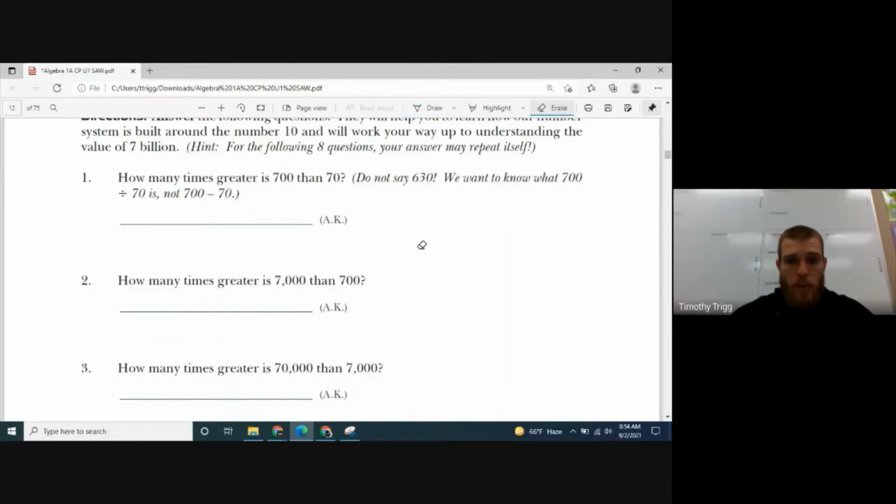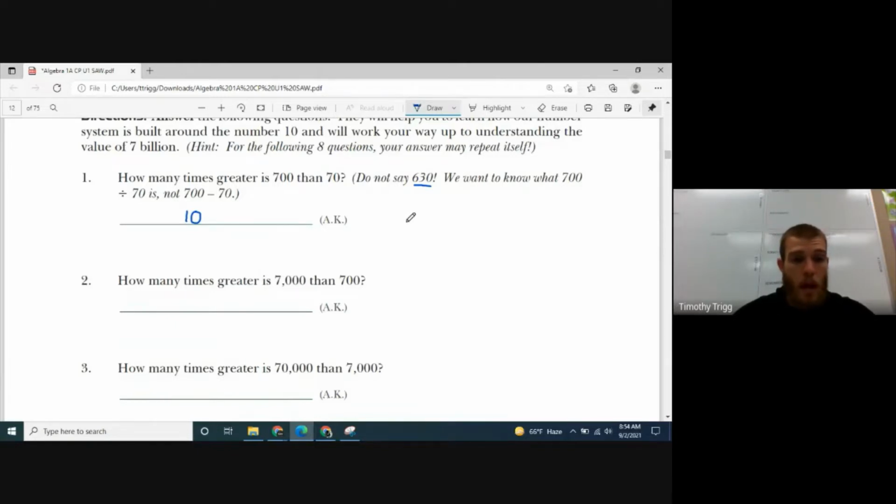The first problem says, how many times greater is 700 than 70? So here it's talking about how many times greater. Notice it says don't say 630, because 630 would be how much greater, then you'd subtract. But when it says how many times greater, essentially what we're doing is dividing. So it'd be 700 divided by 70. So 700 divided by 70, that's 10. And you could check with your calculator as well. Feel free to use your calculator throughout this entire course.